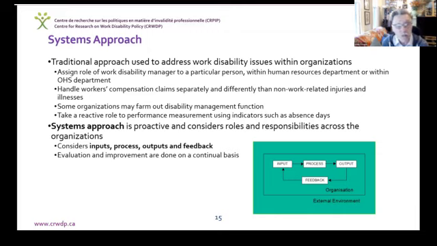Whereas the systems approach is really meant to be proactive and consider the roles and responsibilities across the organization. Everyone in the organization plays a role in the systems approach. It considers inputs, the process, outputs, and feedback on a continual basis.